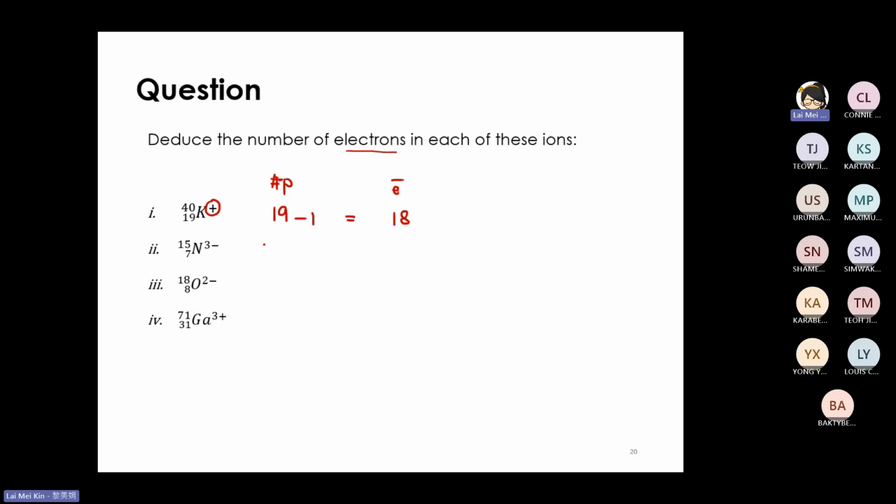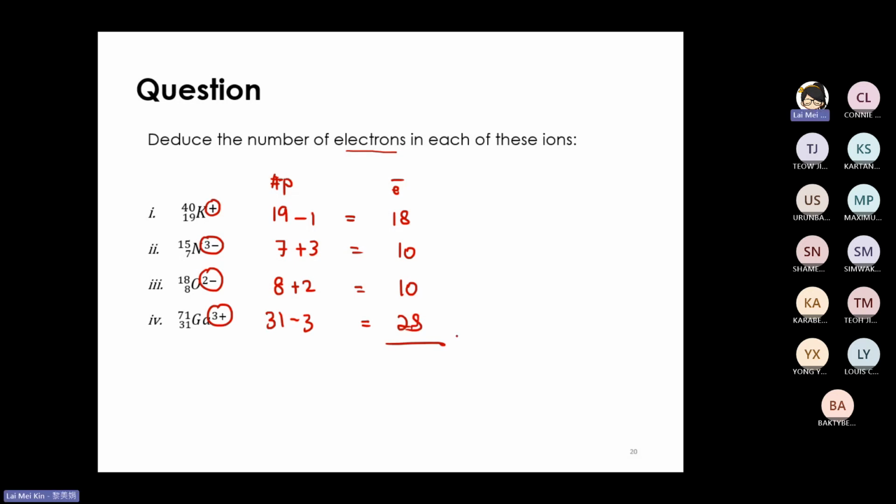Very good. Okay, this one, number of protons, 7, plus 3, because it's -3, I take in 3, so 10. Very good. This one, protons, 8, plus 2, because 2+ charge, also 10. And this one, 31, yes, -3, 28.